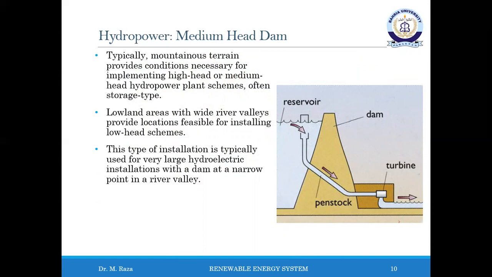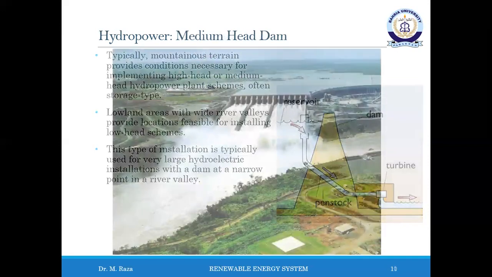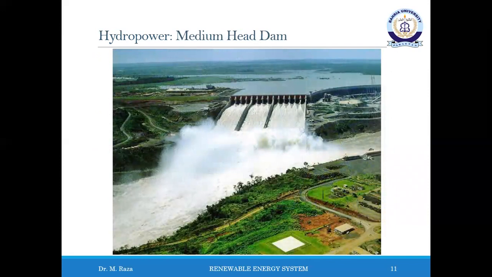This type of installation is typically used for very large hydroelectric installations with a dam at a narrow point in a river valley. The large reservoir behind the dam provides sufficient storage to meet demand in all but exceptionally dry conditions, which ensures a reliable supply. It will also have flooded an extensive area.